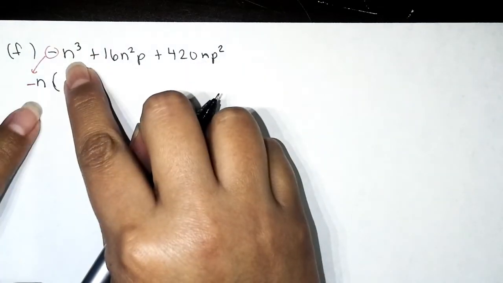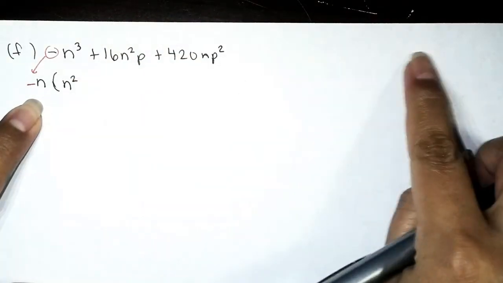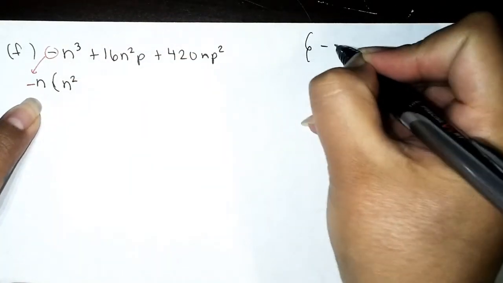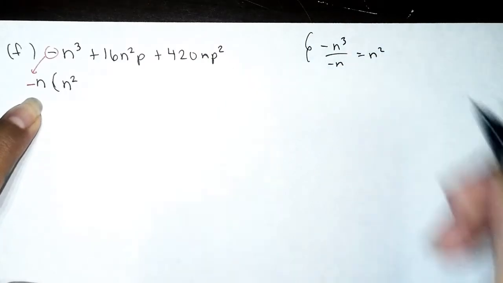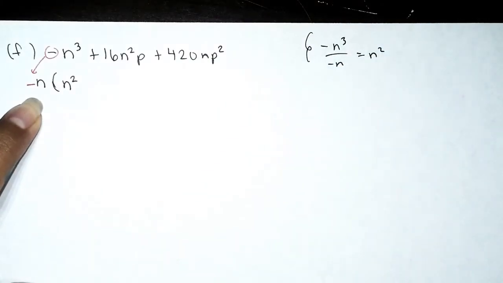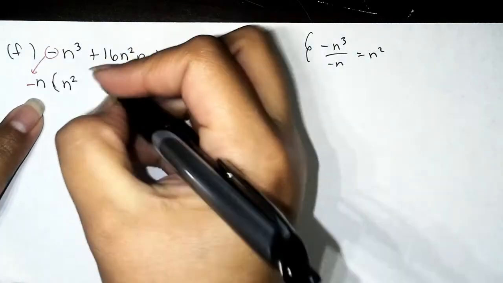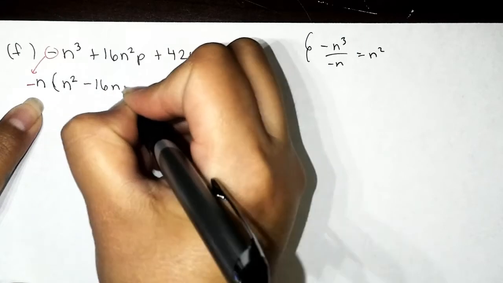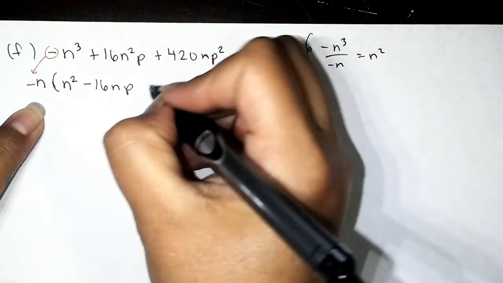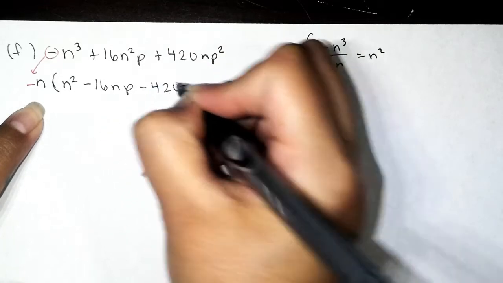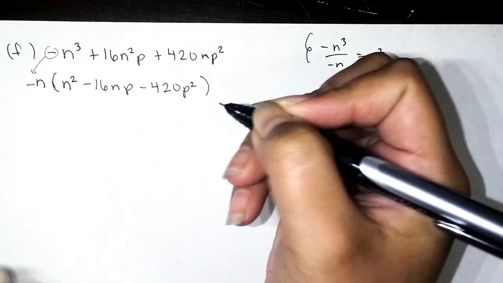First term over common factor will give us n squared. And again, if you need to do a thinking area, you're like, oh yeah, negative n cubed over negative n equals positive n squared. Go for it. Do what you got to do. Second term over common factor will give us negative 16np. Third term over common factor will give us negative 420. N's cancel. P squared. Cool.